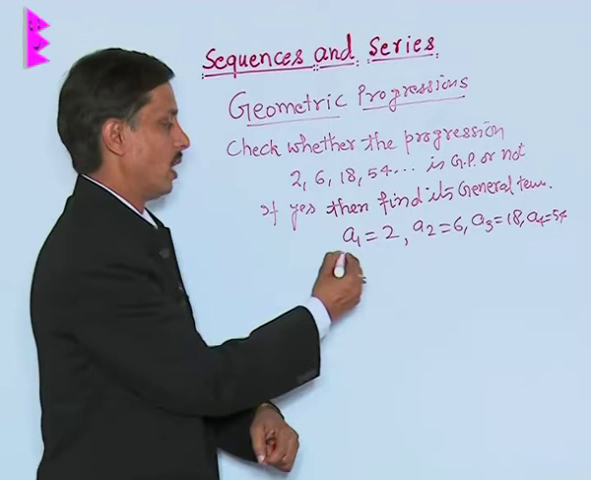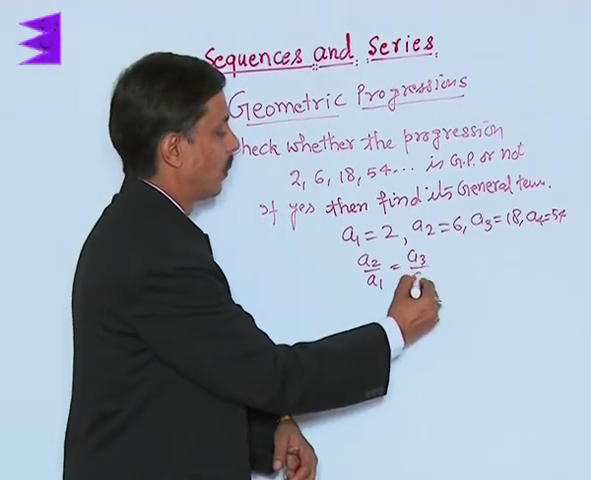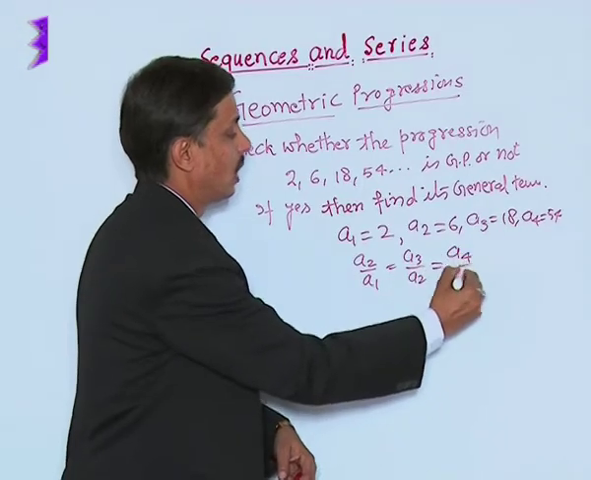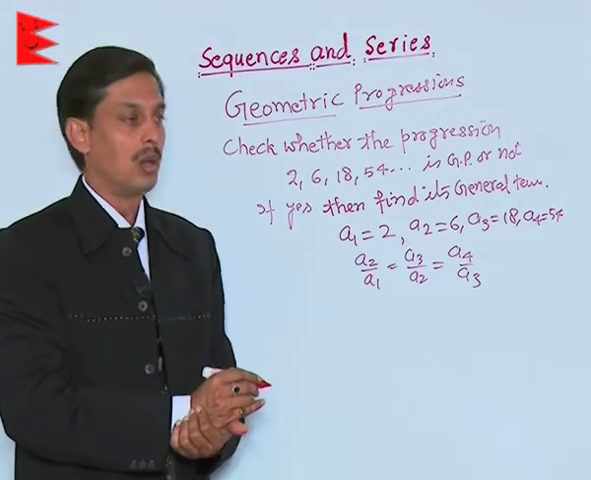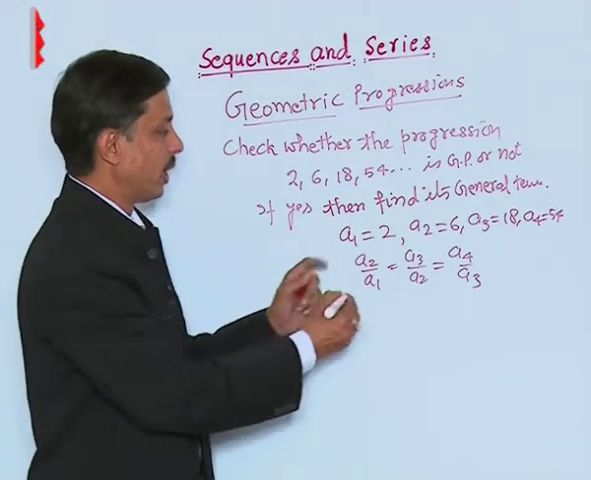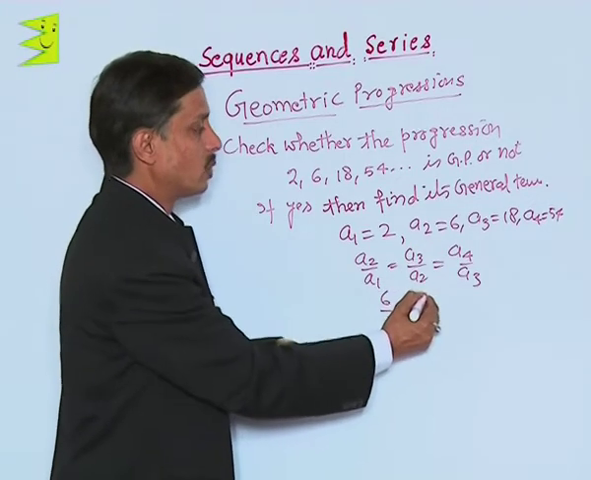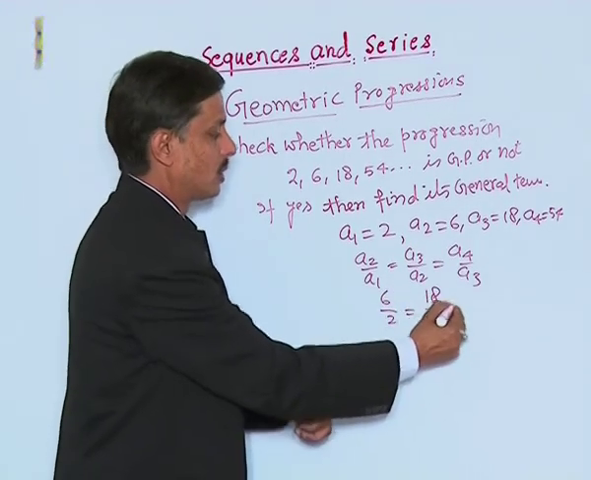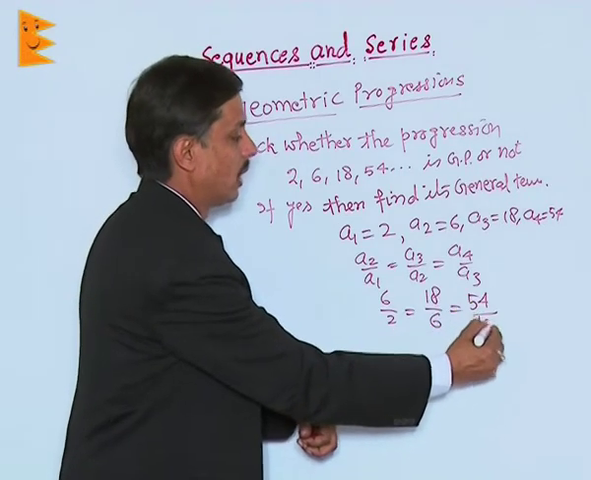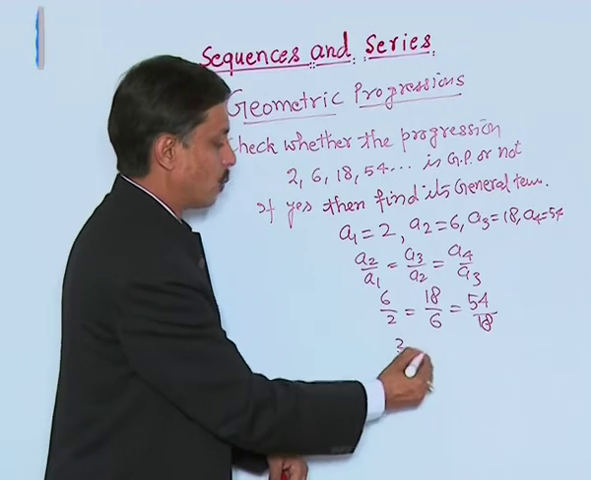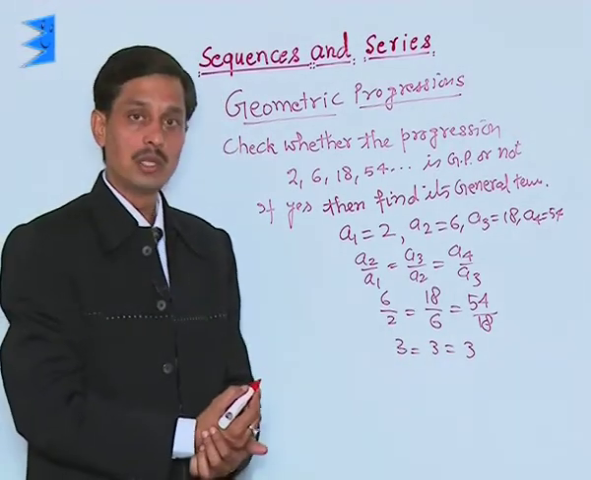We will find, is A2 upon A1 the same as A3 upon A2, the same as A4 upon A3? That is, whether the common ratio is equal or not. A2 is 6, A1 is 2. A3 is 18, this is 6. A4 is 54 and A3 is 18. In each case we are finding the division, the quotient comes 3.